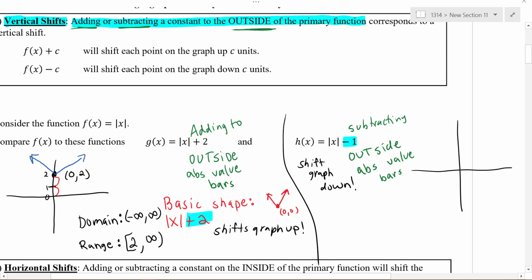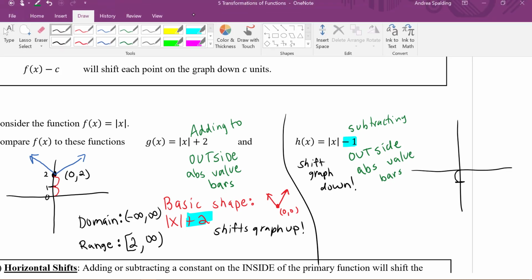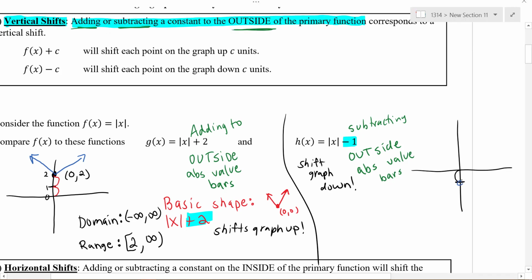So I'm going to go to my graph. I'm always going to start at the origin point. So I'm going to start at 0, 0, and then I'm going to shift 1 unit down. I'm going to stop there, and I want to label that point. So I'm going to plot it and label it. That would be an x value of 0, and now going down would be a y value of negative 1. Draw the basic shape after you shift that origin point. So there's my absolute value graph shifted down 1 unit.